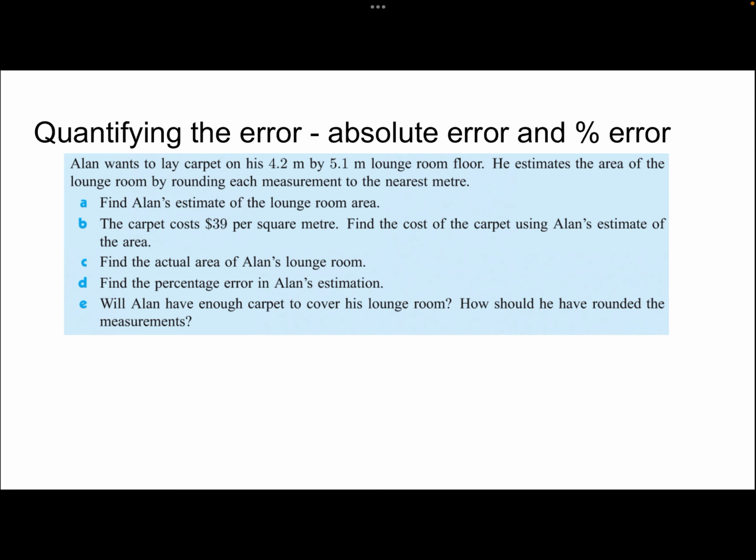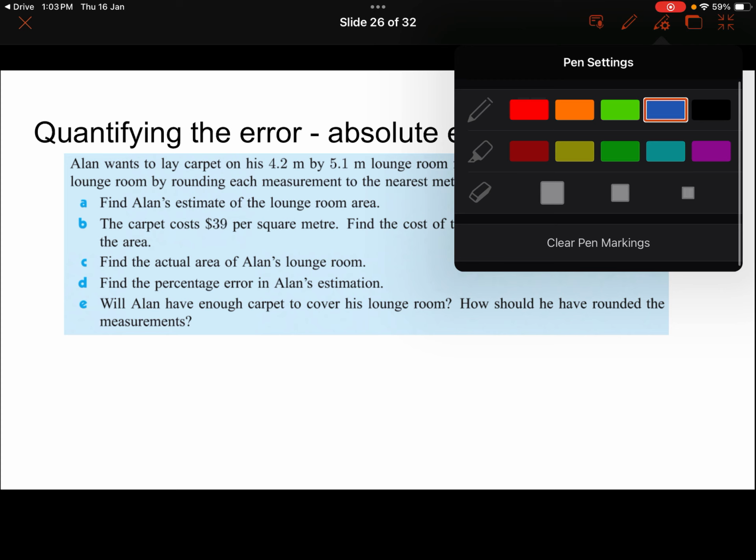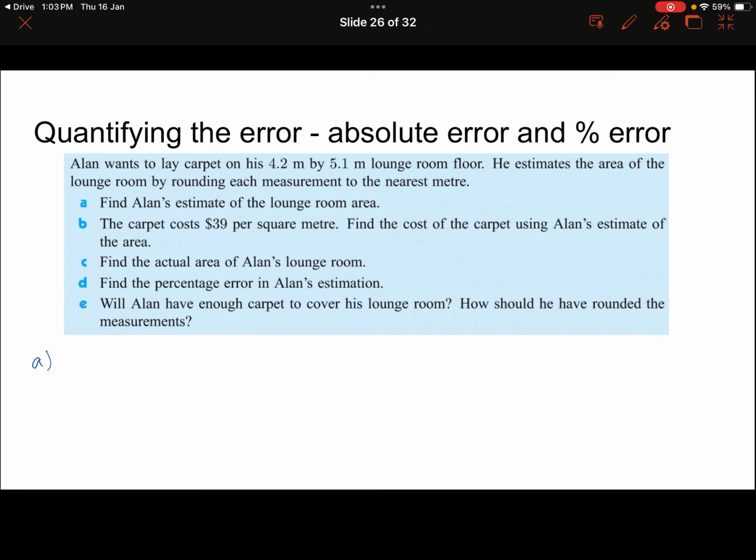Now, I'm going to get my pen out first, and let's do this. Part A, Alan's estimate of the lounge area. We know that 4.2, if you round this to the nearest meter, that's going to be 4 meters. And if you round this to the nearest meter, that's going to give you 5 meters. So it's just going to be 4 by 5. That's going to give me 20 meters squared. So that's his estimate, okay?